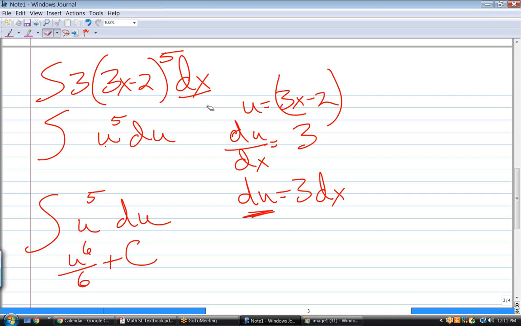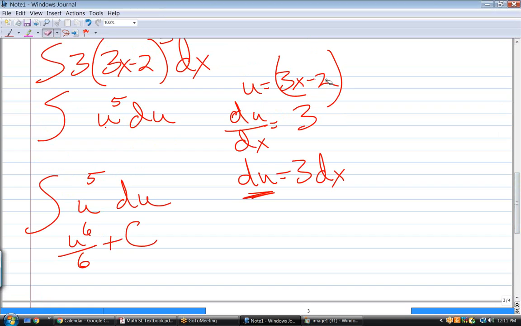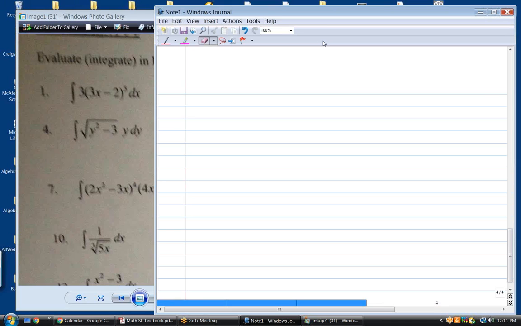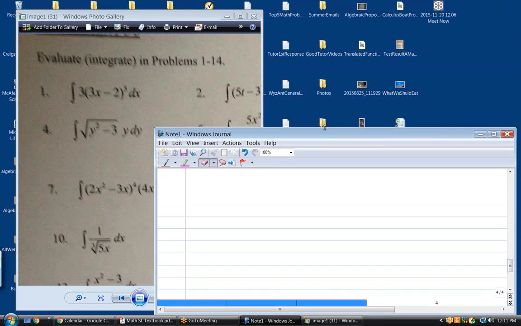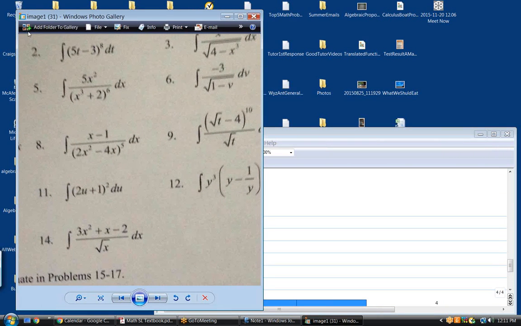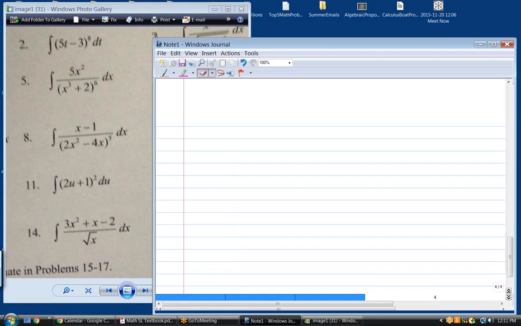The answer is the same. We still end up with u to the 6th over 6 plus c, and then we resubstitute and we get 3x minus 2 to the 6th over 6 plus c. So these other problems, let's do them directly, without doing that final step.